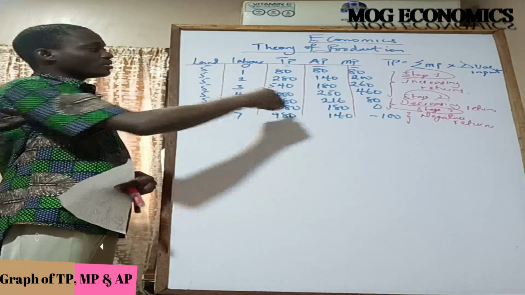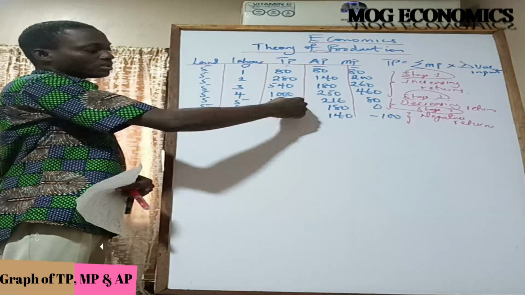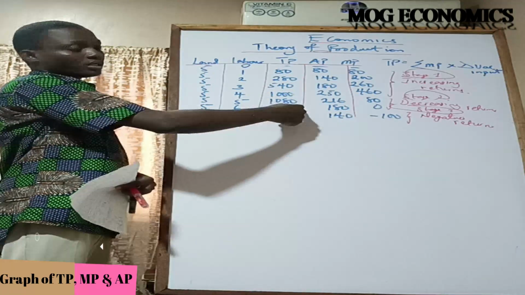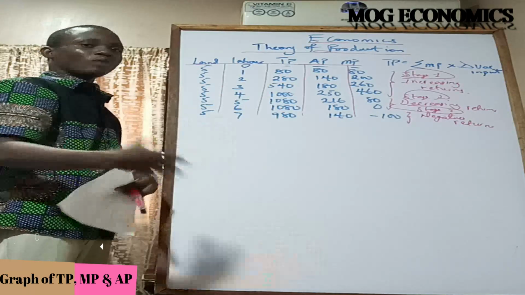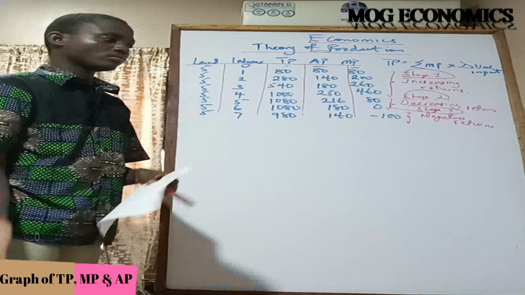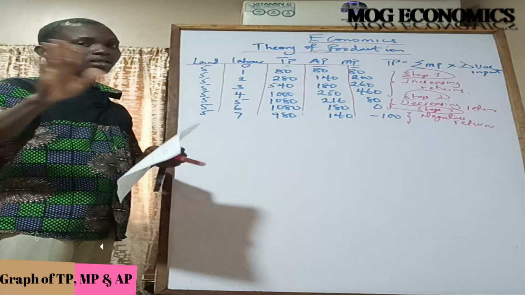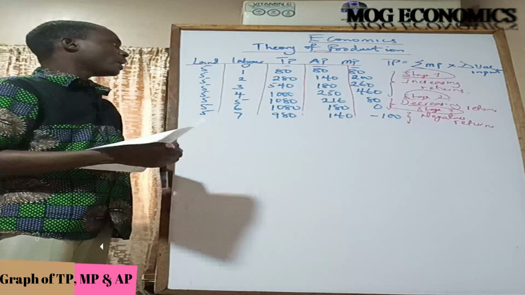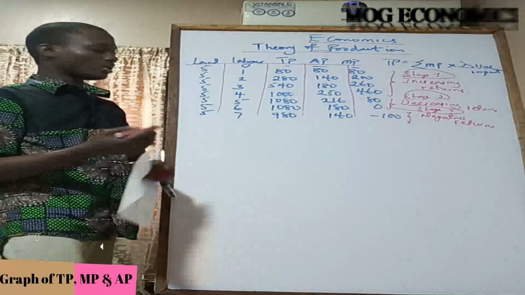So initially it increases. 80 keeps increasing to 1080. Still 1080 here, and then it falls. 980. That's the fall. So as more and more of a variable factor of production is added, output initially increases and then it falls. Okay. So I want to show you the relationship between TP, MP, and the rest.